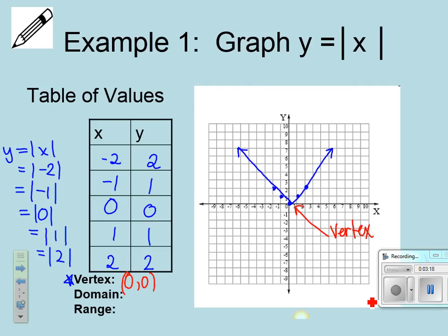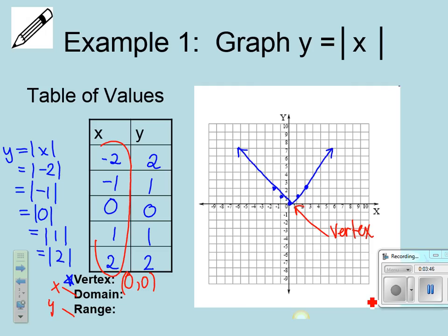Now let's talk about domain and range. We've talked a little bit about domain and range in my class. What do we remember about domain and range? Domain was the x values, range were the y values that we can see on our graph and talk about on our graph. So the domain: what values could we put in for the x?